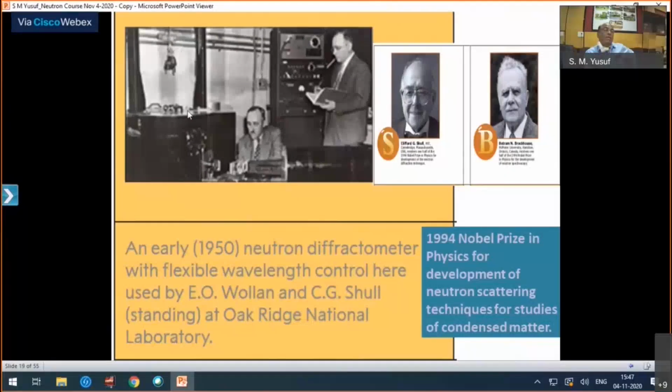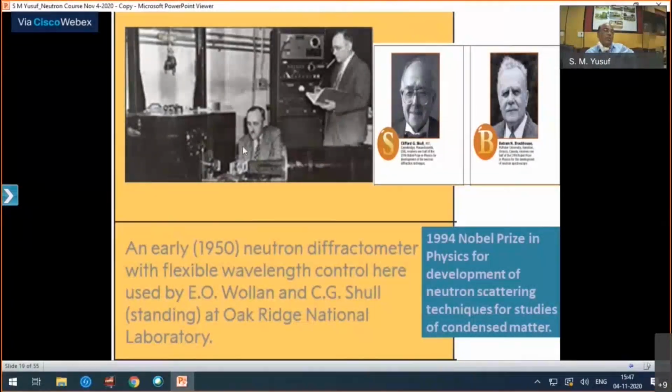What you see here is a small instrument which was built. This is the first neutron diffractometer. You have done X-ray diffraction with an X-ray diffractometer, which is more compact, but this is a picture of the neutron diffractometer. And in this picture, the two gentlemen standing are Professor C.G.